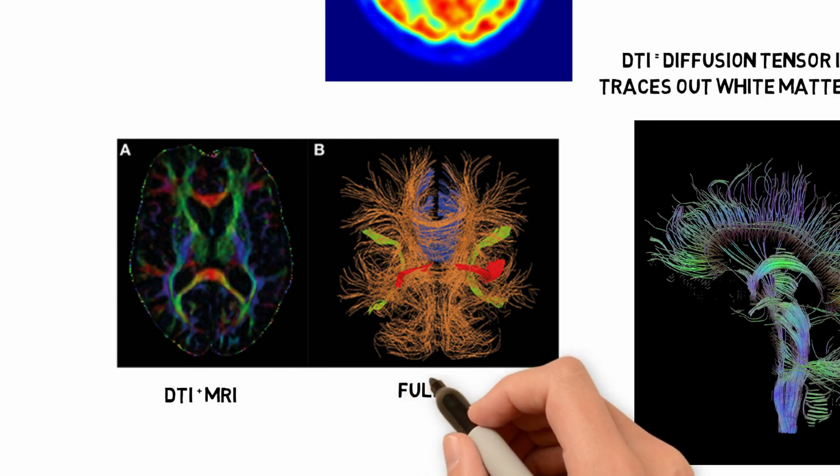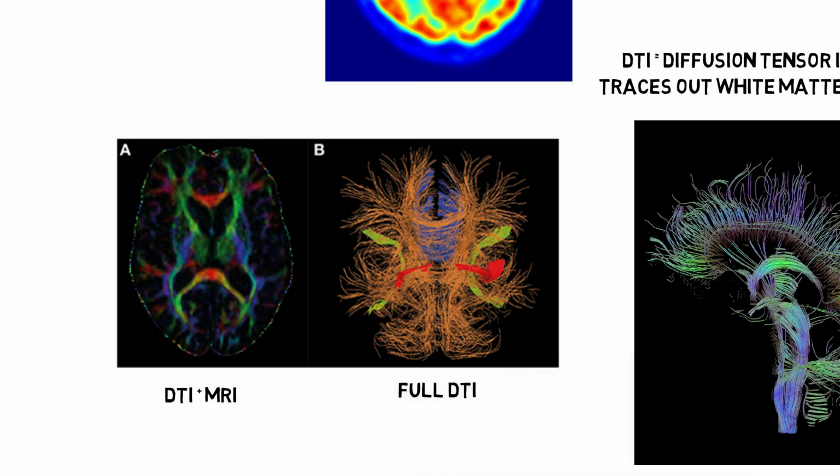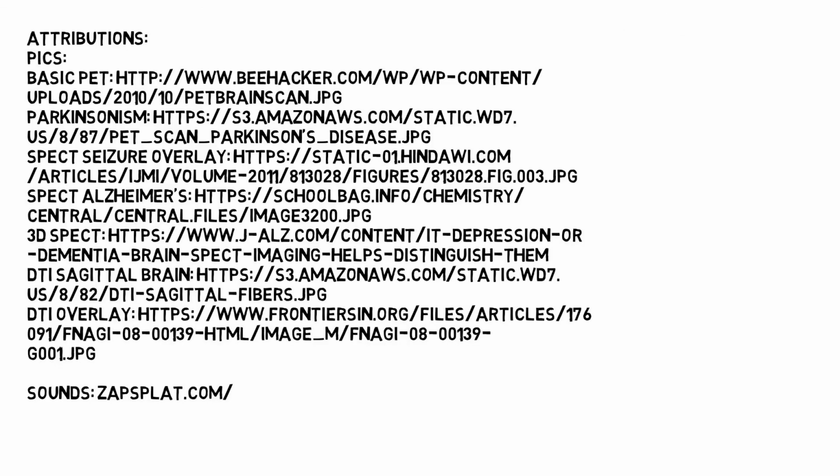The complete DTI is seen in Part B and shows too much information to be useful. This is the end of the PET, SPECT, and DTI gallery.